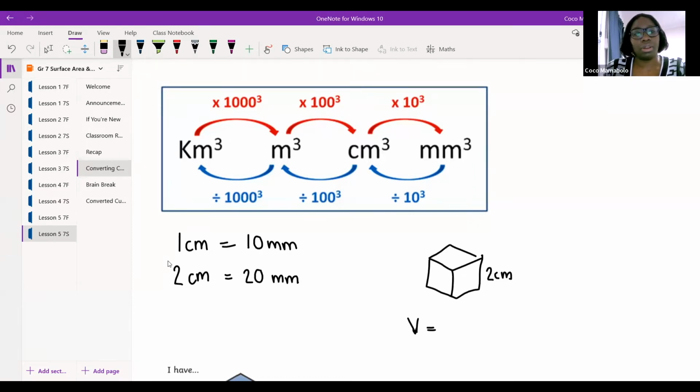Okay, what is my volume going to be? Because the side over here is also going to be 2 centimeters, and the side is also going to be 2 centimeters. Excellent. So I'm going to get 2 times 2 times 2, and that's going to give me 8 centimeters cubed.